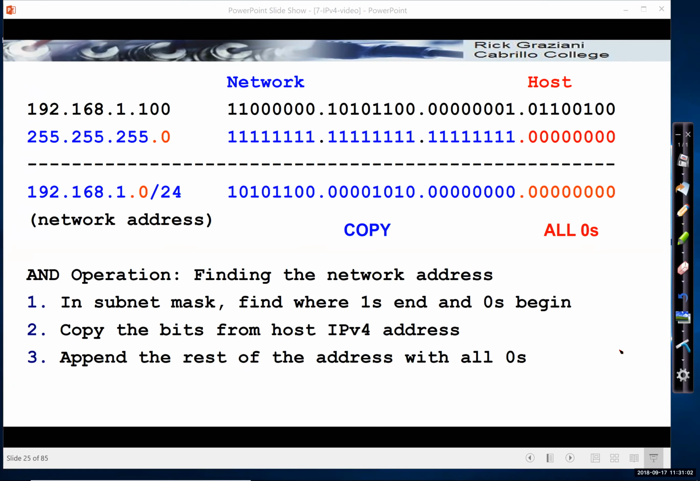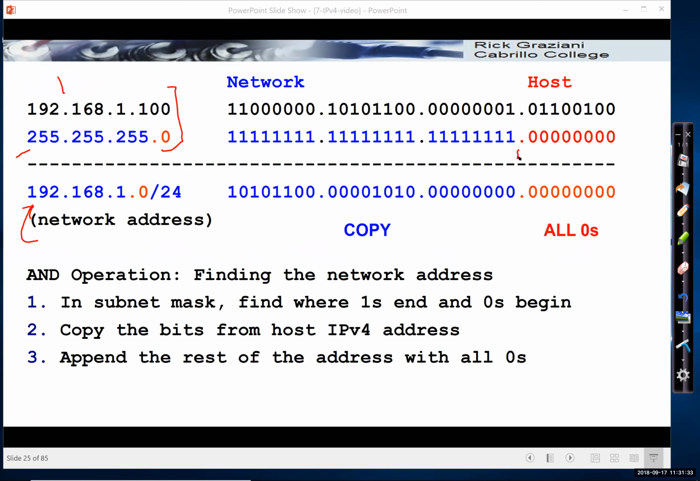All right, so here is our same IPv4 address, 192.168.1.100, and the subnet mask 255.255.255.0. ANDing these two together gives us our network address, but it's really easy to do. All you have to do is this, 3 simple steps.